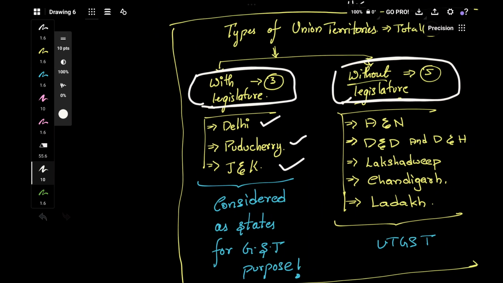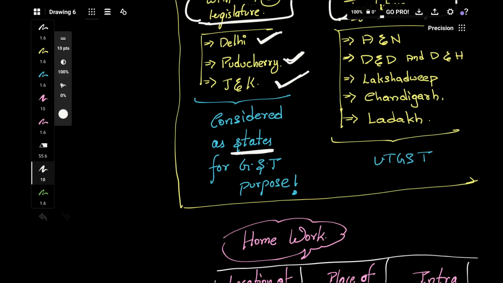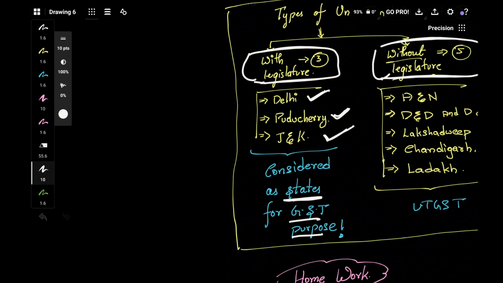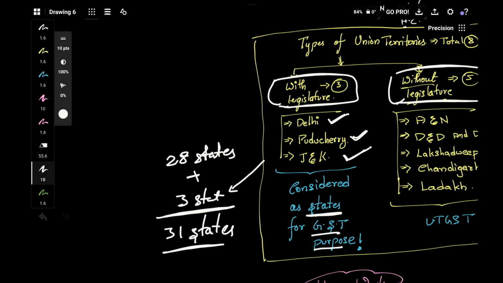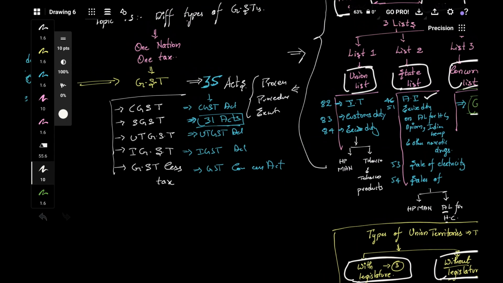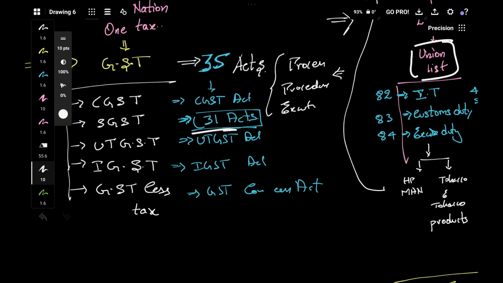So these union territories with legislature, that is union territories with assemblies, are considered as states for GST purposes. There are 28 states in our country, plus these 3 union territories are also considered as states. So in total, in case of GST, we have 31 states. For all these 31 states, each state has passed its own SGST Act. That's how we got these 31 acts regarding SGST.